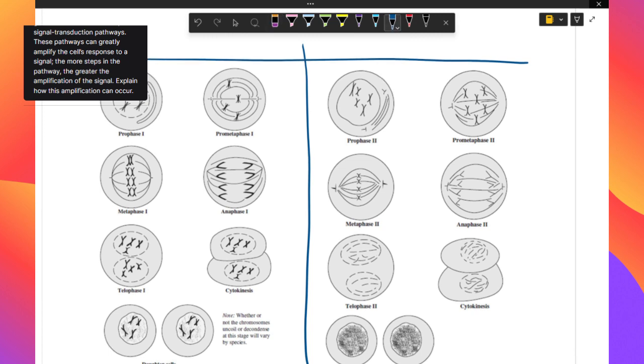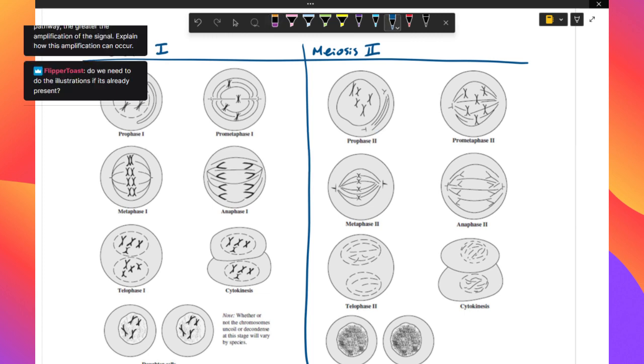Meiosis. Meiosis 1 and meiosis 2. They kind of gave it away with the Roman numerals here, but I just wanted to make that a little bit clearer. And again, we're going left to right, top to bottom.